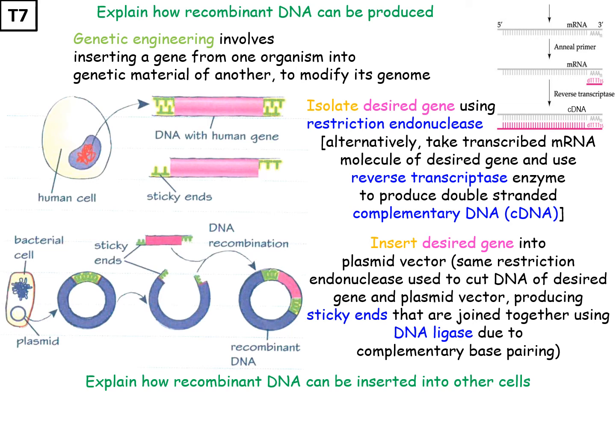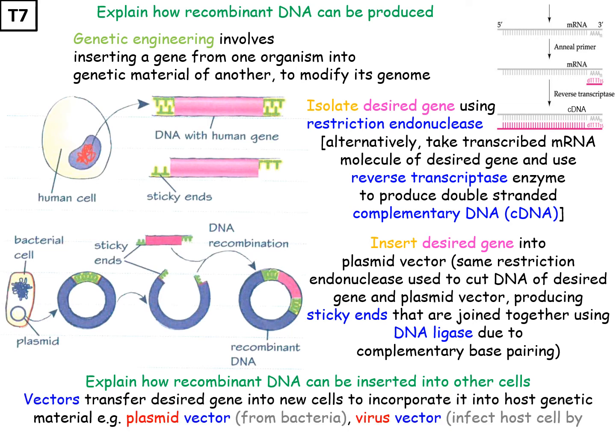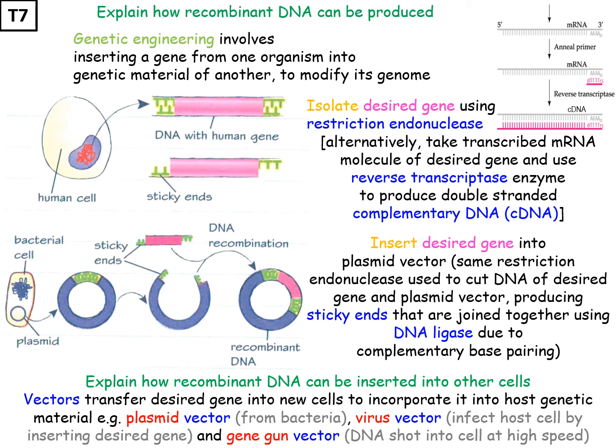Explain how recombinant DNA can be inserted into other cells. So we already know that we'd have to use a vector, and we've mentioned two different types of vectors already. So vectors transfer desired gene into new cells to incorporate into the host genetic material. So we've got plasmid vector, which we get from bacteria. We've got virus vector, which can infect a host cell by inserting the desired gene. We could also use a gene gun vector. This is when DNA is shot into a cell at very high speed, and if it's successful, that DNA is now part of the genome of that cell.